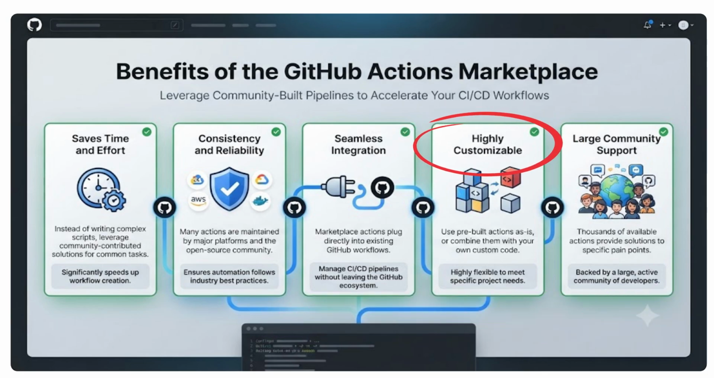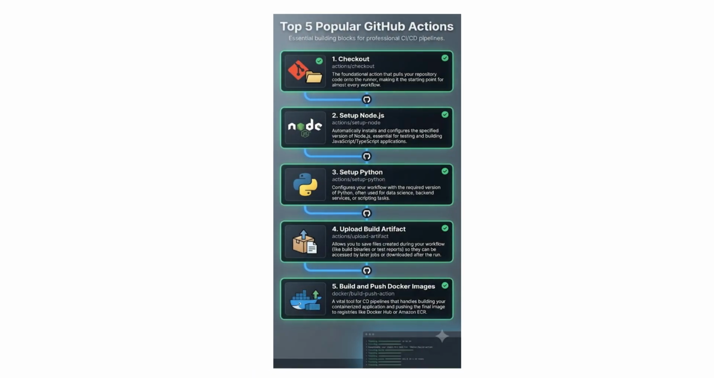Four, highly customizable. While you can use pre-built actions as is, the system remains highly flexible, allowing you to combine them with your own custom code to meet specific project needs. Five, large community support. With thousands of available actions, you can often find solutions to your specific pain points that others have already solved, backed by a large community of developers. Now let's look at the top 5 popular GitHub actions within the marketplace.